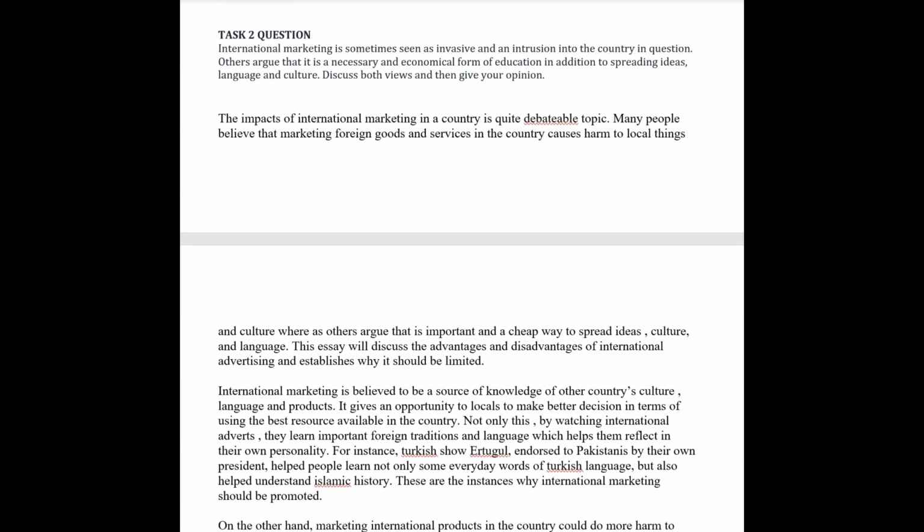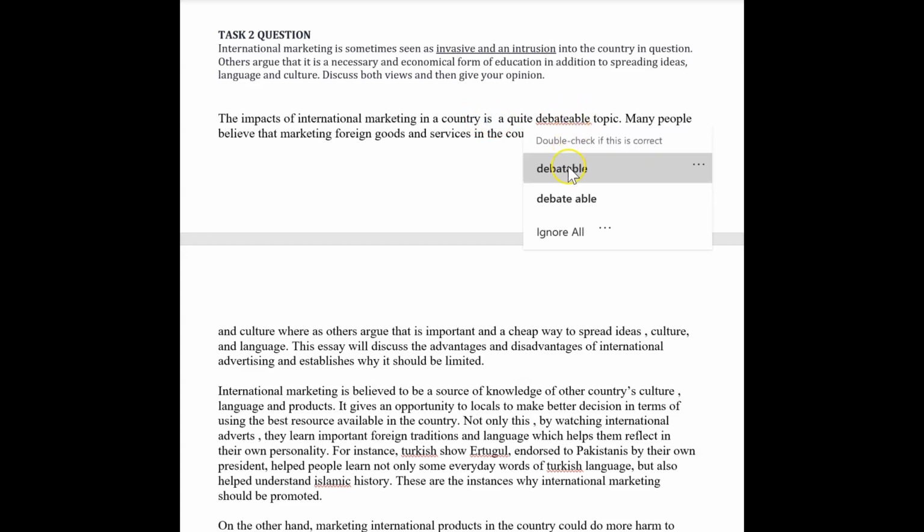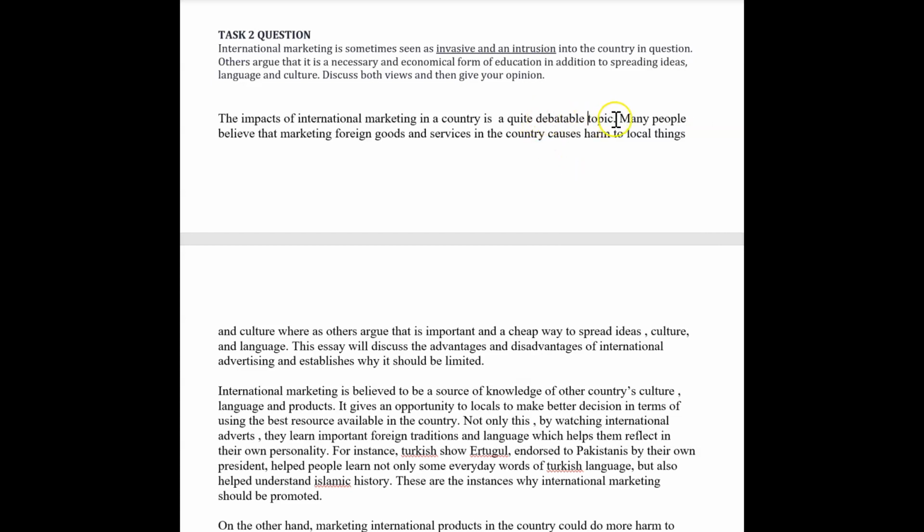So, international marketing is sometimes seen as invasive and an intrusion. This is a difficult essay. We need to show the examiner we know what these words mean. Others argue it's a necessary and economical form of education. Okay. So, the impacts of international marketing in a country is a quite debatable topic. Okay, quite, do you mean a little bit or often debated? Not quite sure about that.